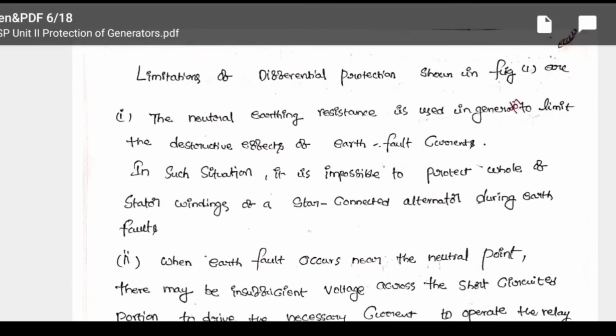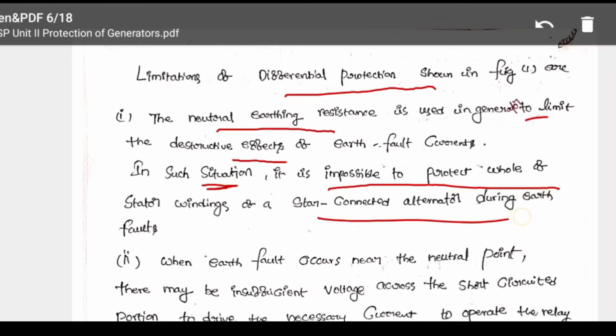There are some limitations for differential protection. What are the limitations that cause a modified differential protection? Due to some limitations, we change the differential protection scheme, that is the modified differential protection scheme. What are the limitations? The neutral earthing resistance is used in the generator to limit the destructive effect of the earth fault current. In such a situation, it is impossible to protect the whole stator winding of a star connected alternator during an earth fault. If any earth fault occurs, we have already connected an earthing resistance to limit the destructive effect.